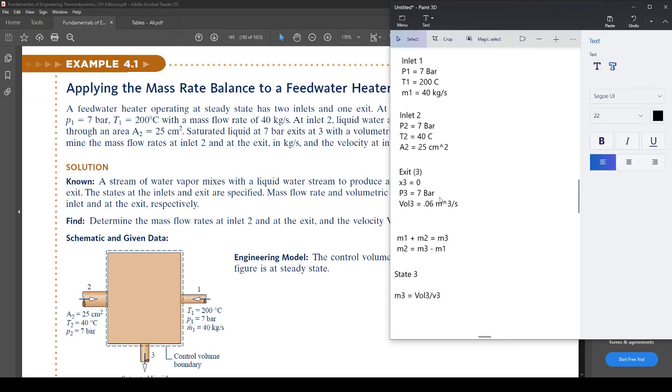And so we need to go to the tables and look up the things that we know. So we know X3 is equal to 0, and we know pressure 3 is 7 bar. That is enough that we can find it.